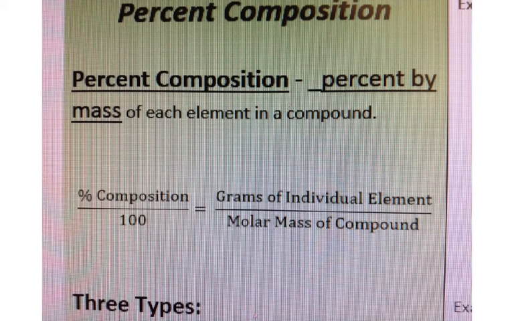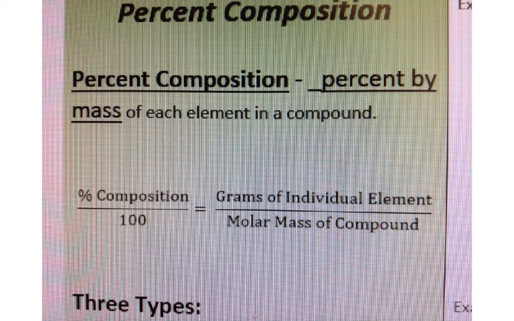Alright, tonight what we're going to be talking about is percent composition. And percent composition, whenever we mention that in chemistry, is basically asking what percentage is a given element contributing towards the mass of that compound. It's the exact same way that you would solve for any percent. You would take your part over your whole and then times by 100.